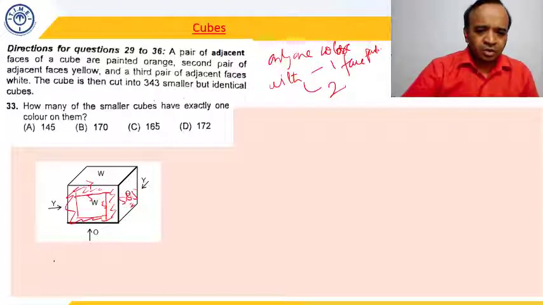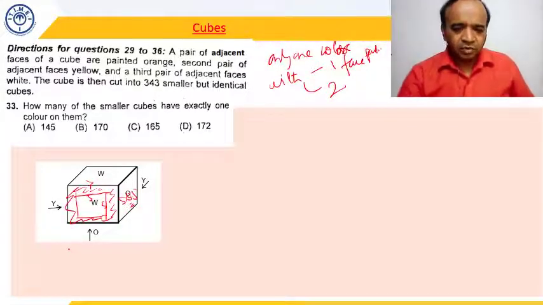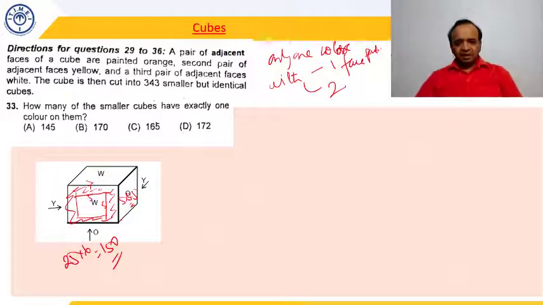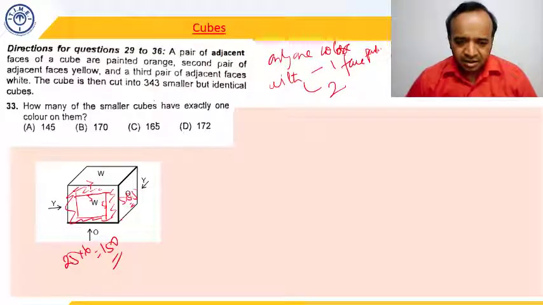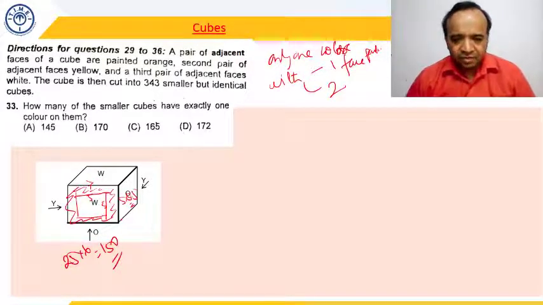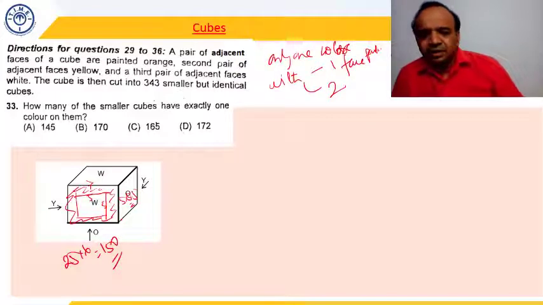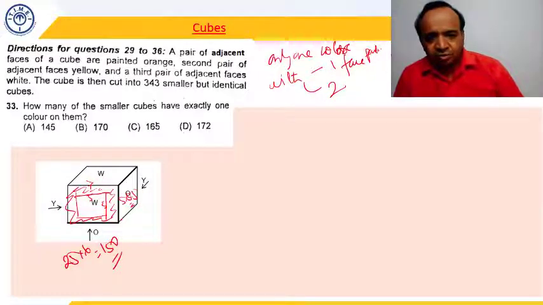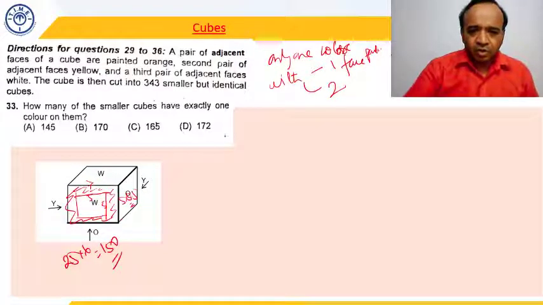Only one color with only one face painted is equal to 25 into 6, that is equal to 150. But since this question does not categorically mention that only one face is painted, we can go with the pieces with only one color but with two painted faces, which can also be considered. And these are lying at the edges. There are three edges which are with only one color. One is white, another is yellow, and the third one is orange.